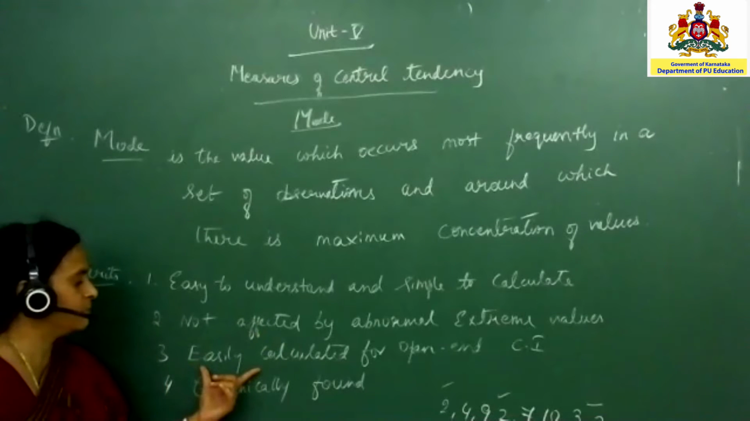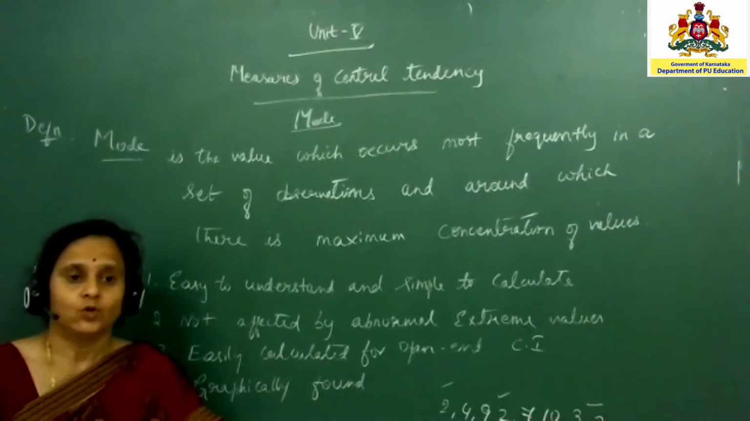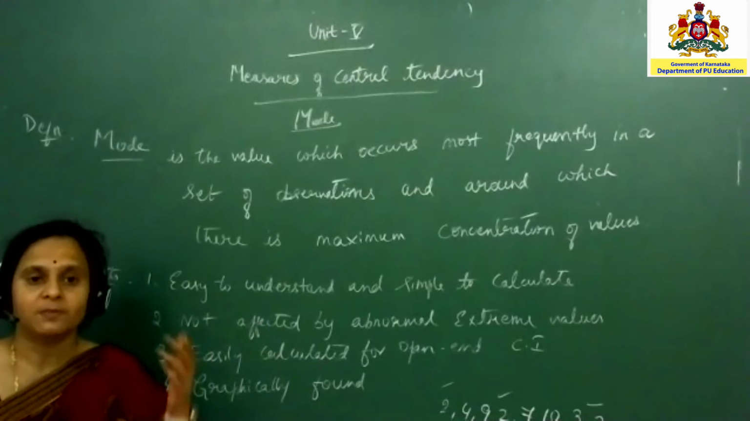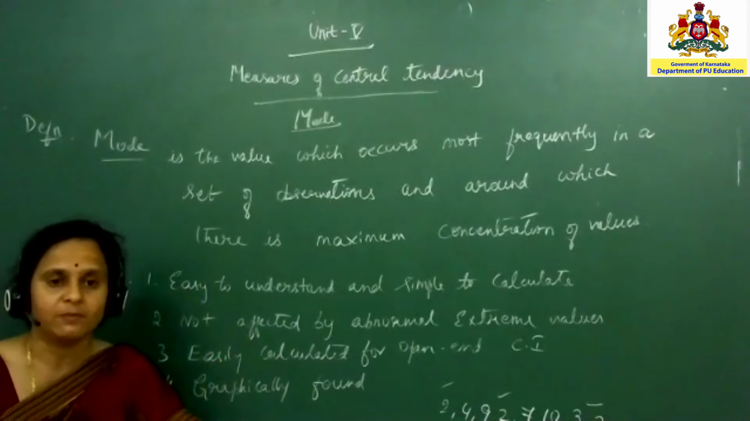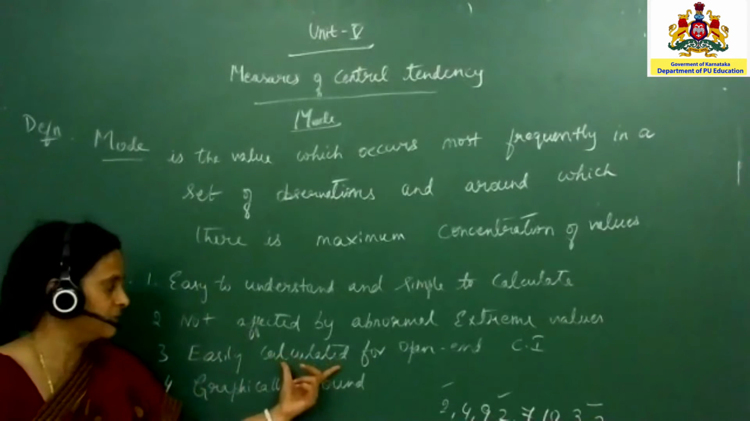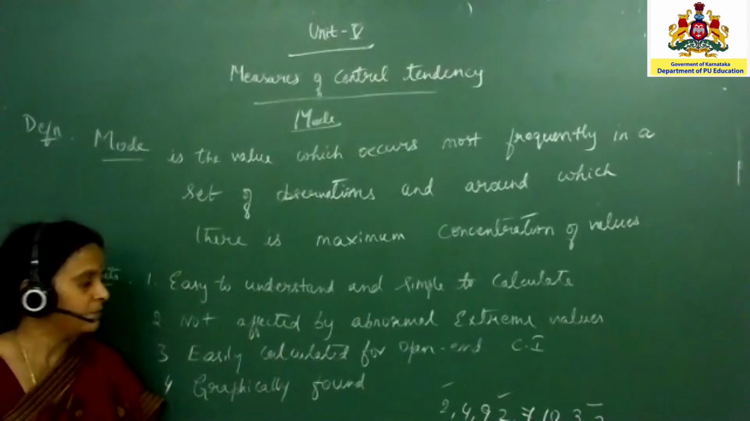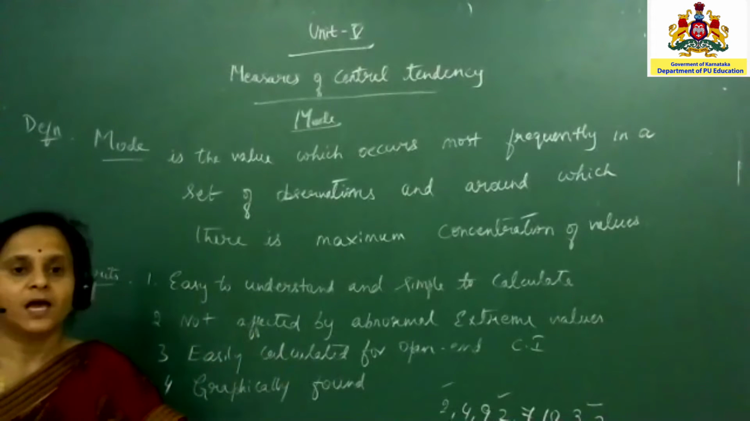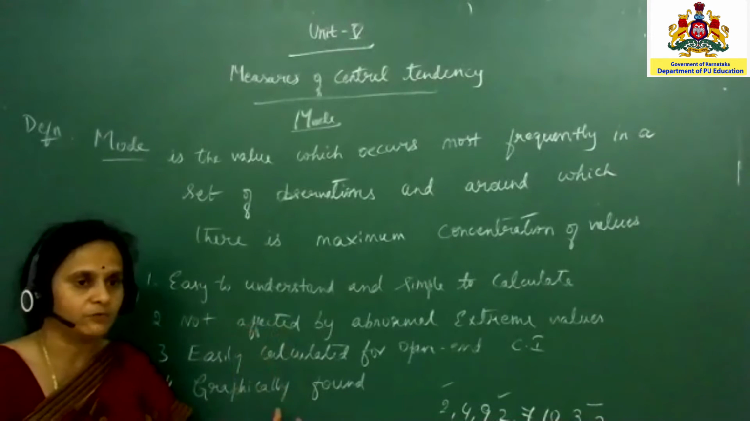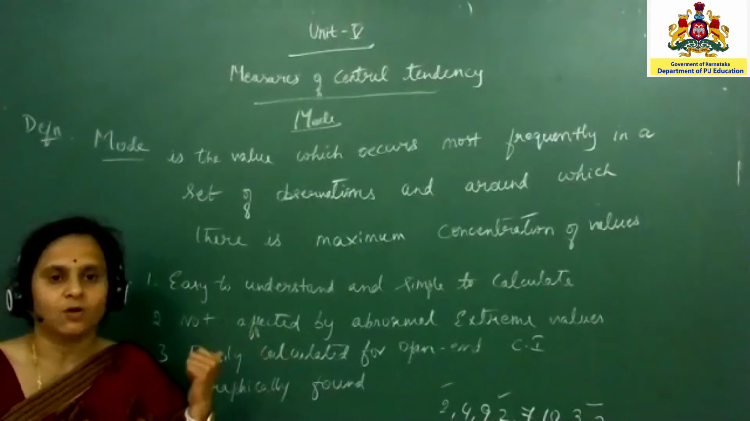Third merit: it is easily calculated for open-end class intervals. Previously I told you many times that in open-end class intervals, either the lower limit will be missing in the first class interval, or the upper limit will be missing in the last class interval. Even for such class intervals, we can calculate the mode easily. Fourth, it can be graphically found, with the help of a histogram. Histogram is one of the graphical presentations, and with its help we can find the value of mode. So these are the 4 merits of mode.